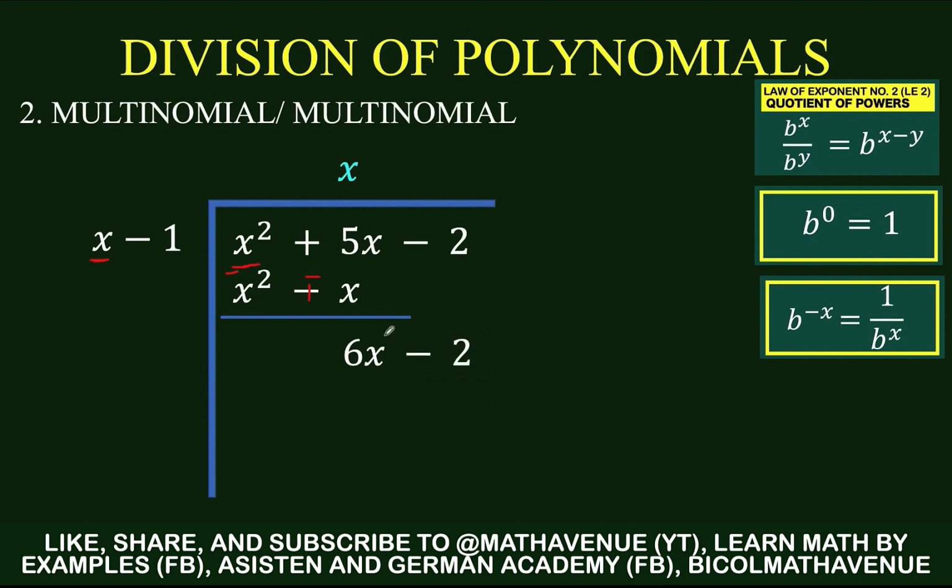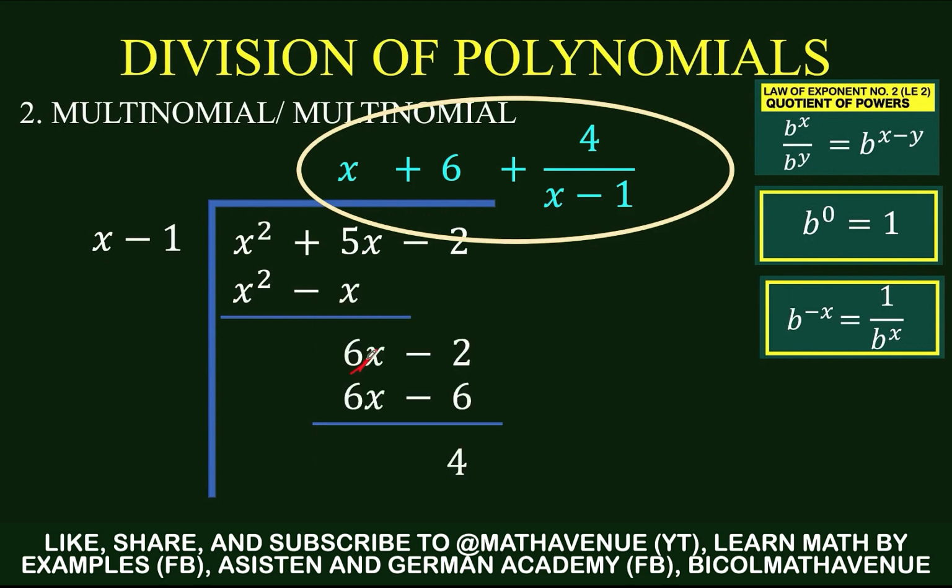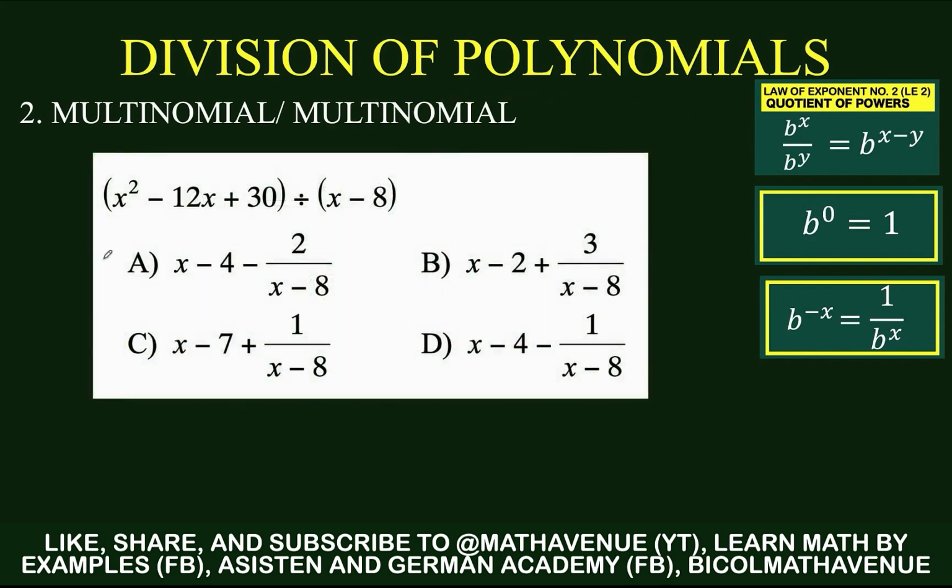Then repeat the process. The first term here divided by this x is positive 6, and then distribute 6 to x minus 1 to get 6x minus 6, and then subtract. Then this becomes minus 6x. Change the sign here to become plus 6. So -2 plus 6 is equal to positive 4. This 4 now is the remainder, and we write the remainder over the divisor. So plus 4 over the divisor x minus 1, and that's the answer. And that must be letter A.